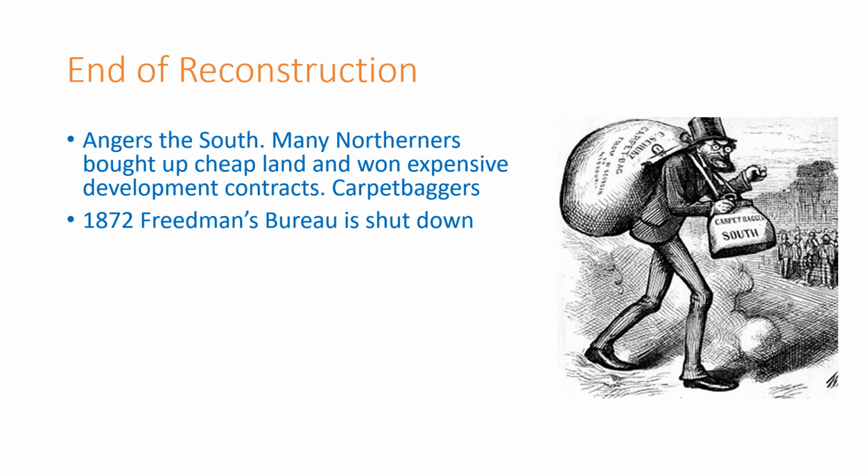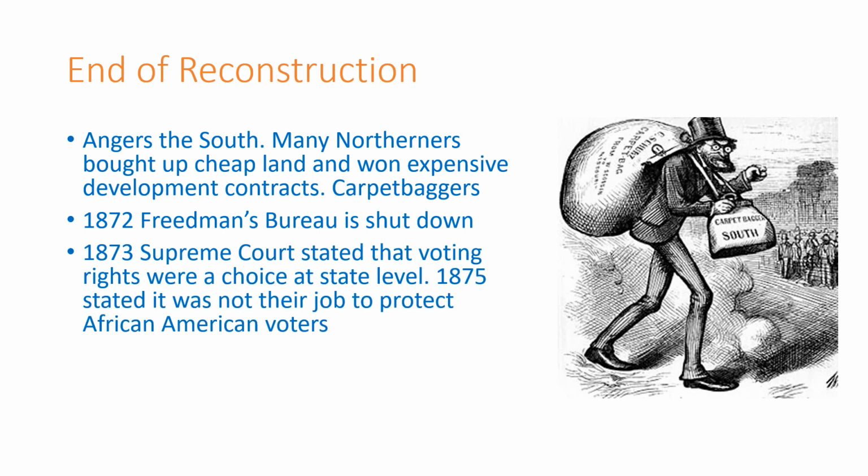The Freedmen's Bureau is closed in 1872 again. The Supreme Court also makes a couple of rulings that help bring Reconstruction to an end. 1873, it says that states can decide whether or not to give people the right to vote in state elections. They can't ban them from voting in presidential elections, but in state elections they could. And in 1875, they stated it's not the Supreme Court's job to protect African American voters. So African American voters were often threatened and intimidated and bullied into not voting, and the Supreme Court says there's nothing we can do to protect those rights.